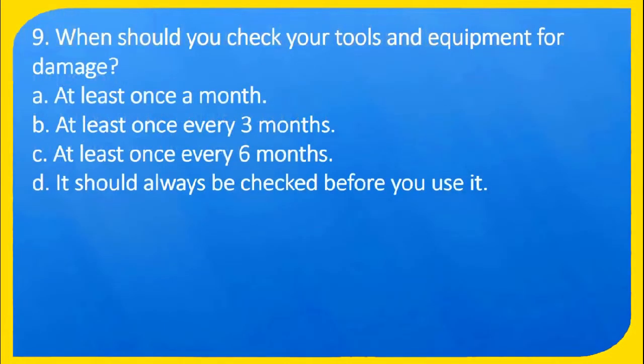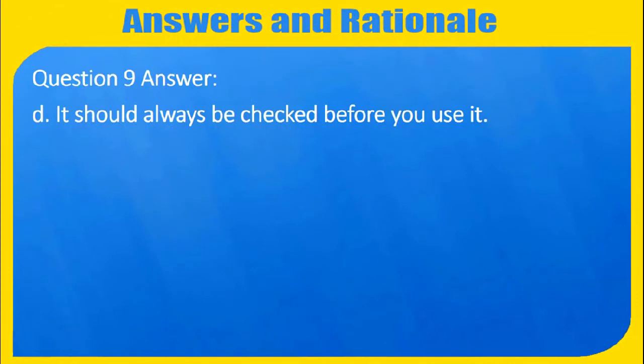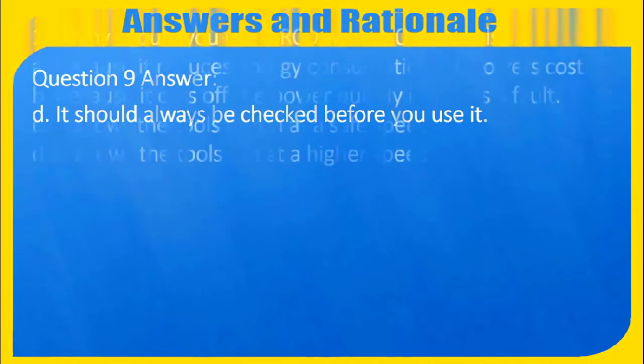Question 9. When should you check your tools and equipment for damage? A. At least once a month. B. At least once every 3 months. C. At least once every 6 months. D. It should always be checked before you use it. Question 9. Answer. D. It should always be checked before you use it.